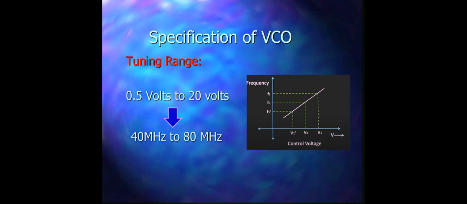Tuning range is defined as the range over which the frequency of the voltage controlled oscillator can be tuned. If you see the datasheet, the manufacturer provides the range of the control voltage and the corresponding tuning range. For example, for a VCO, the control voltage varies from 0.5 volts to 20 volts. Then the frequency can be changed from 40 megahertz to 80 megahertz. So this range is your tuning range. As you can see on the right side graph, the voltage range is defined, and corresponding to that you have the tuning range.